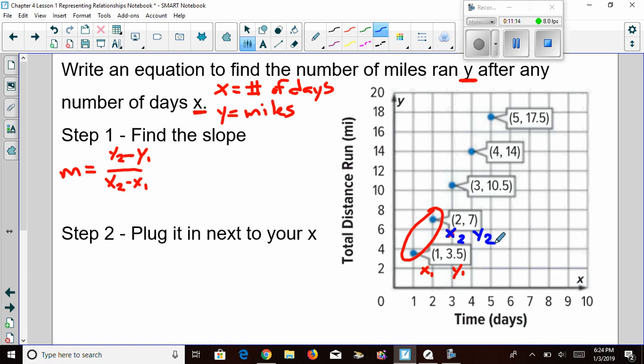So when I plug those in, I end up with 7 minus 3.5 over 2 minus 1. Now all I need to do is simplify. 7 minus 3.5 is 3.5. 2 minus 1 is 1. So my slope is simply 3.5.